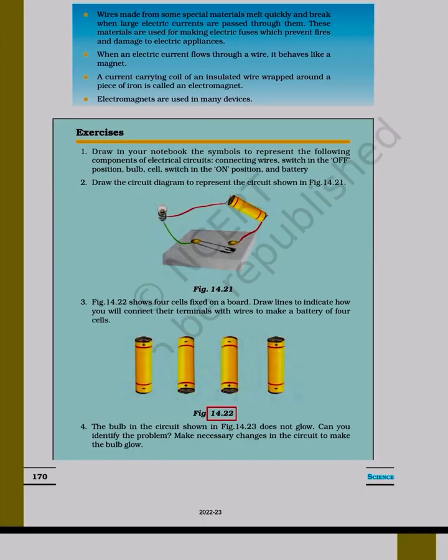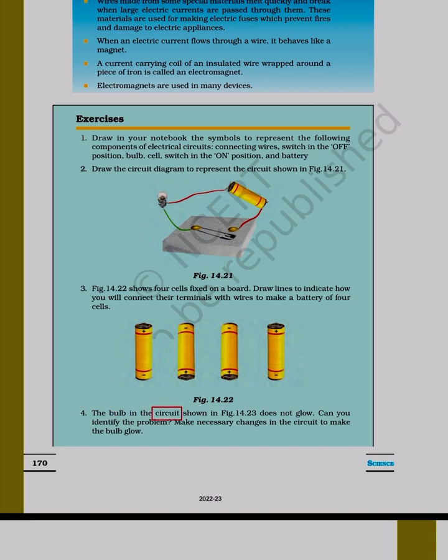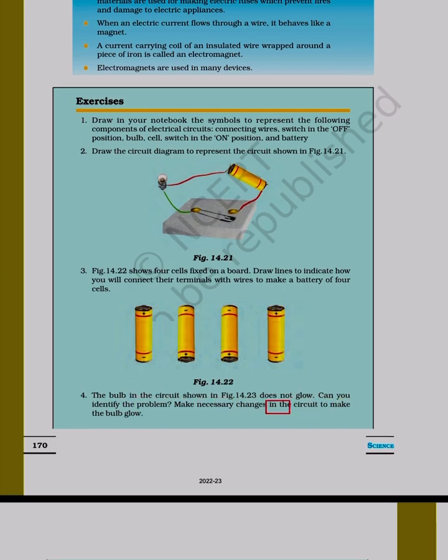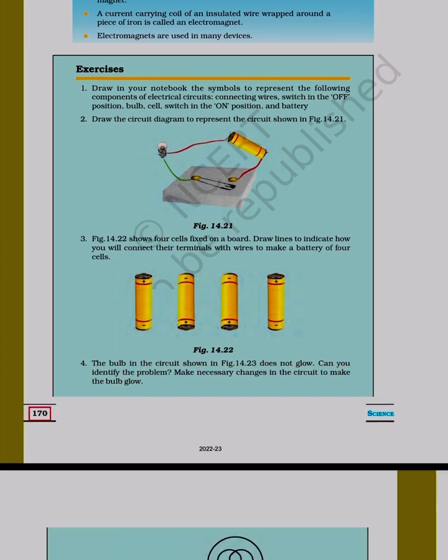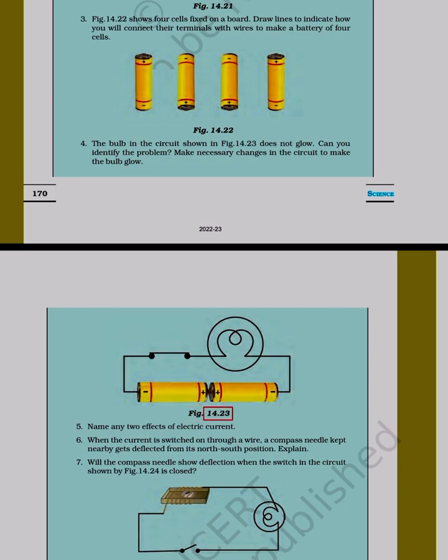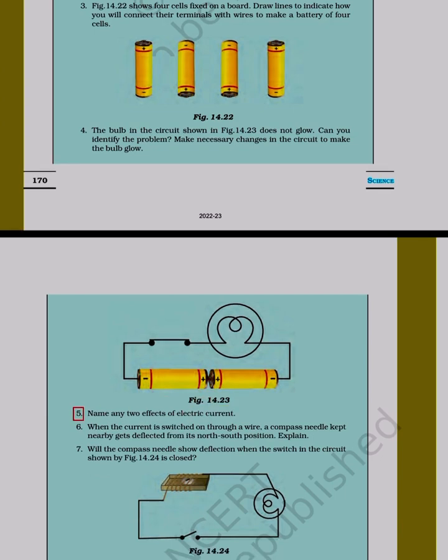Figure 14.22. 4. The bulb in the circuit shown in Figure 14.23 does not glow. Can you identify the problem? Make necessary changes in the circuit to make the bulb glow. Science 2022-2023. Figure 14.23. 5. Name any 2 effects of electric current.